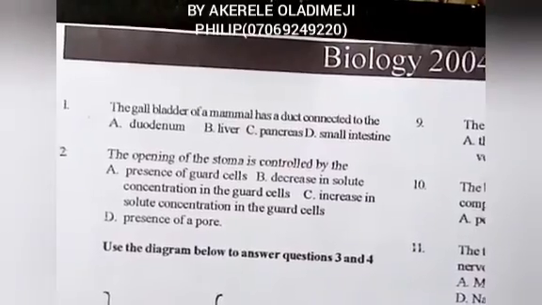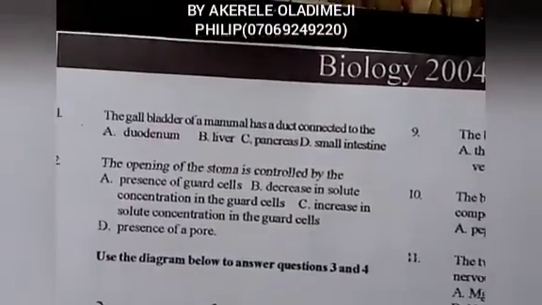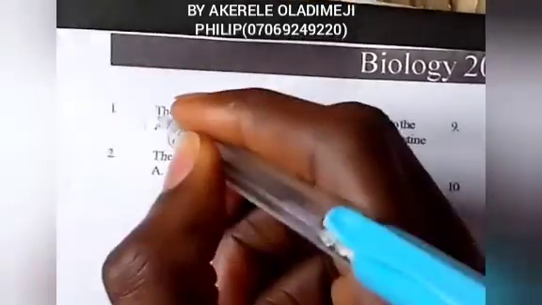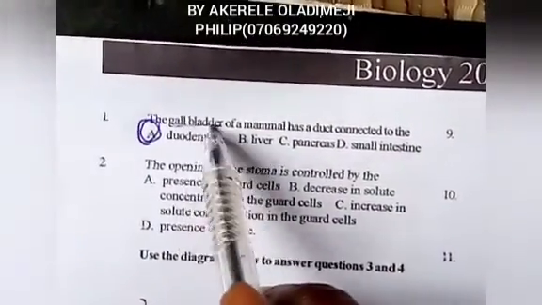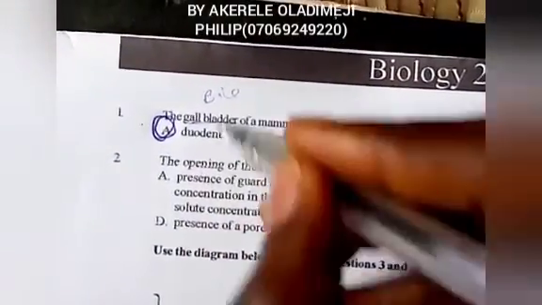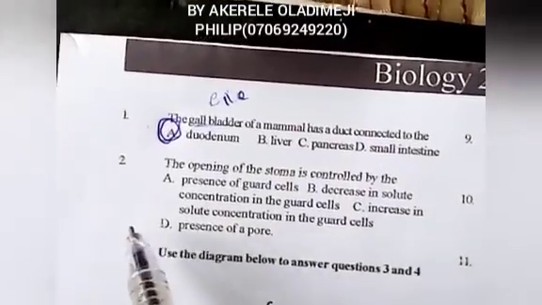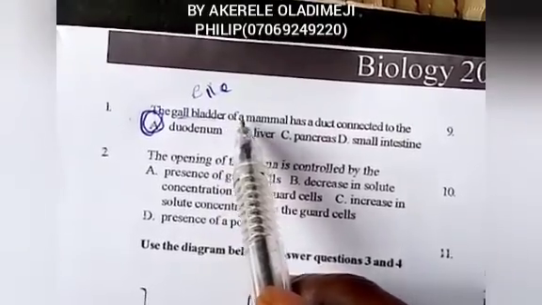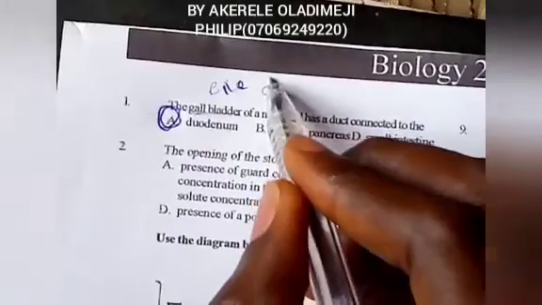The gallbladder of a mammal has a duct connected to what? To the duodenum. All right. What you need to know is that the gallbladder contains bile. What's the function of bile? Bile is for emulsification of fat. So what you know is that the gallbladder is connected to the duodenum using a duct called the bile duct.